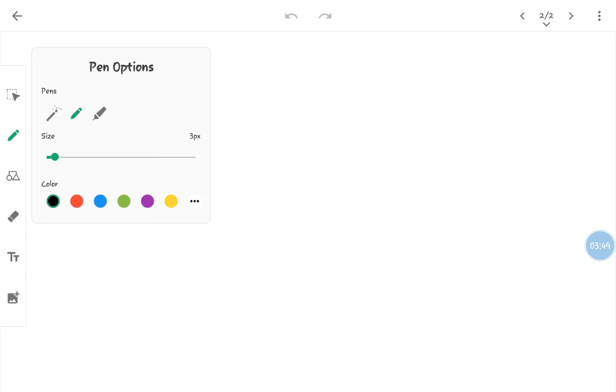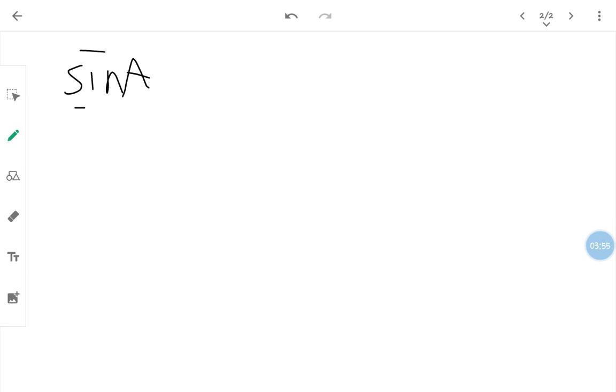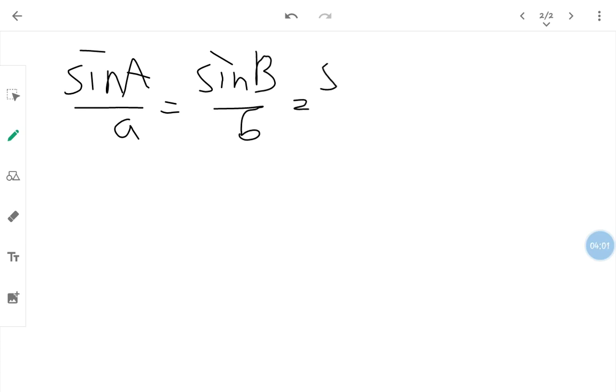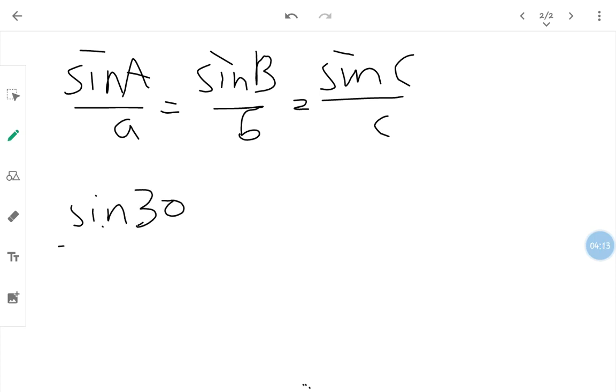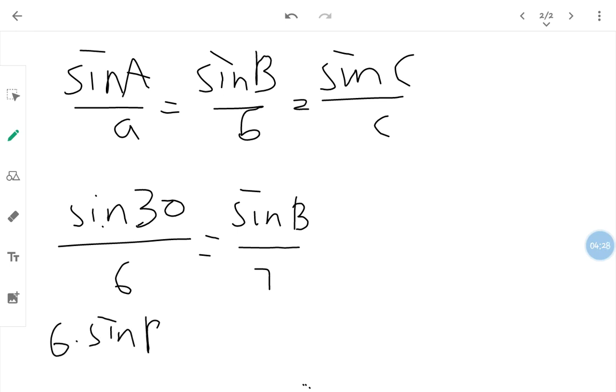We're going to apply the law of sines this time. What was the law of sines? Sine A over a equals sine B over b equals sine C over c. Can we flip that over? Yes. Now I have my information. A is 30, so sine 30 over my a, which is 6, equals sine B over b, which is 7. I don't know angle B, so I'm going to find that out. Do the cross multiplication: 6 times sine B equals 7 times sine 30.